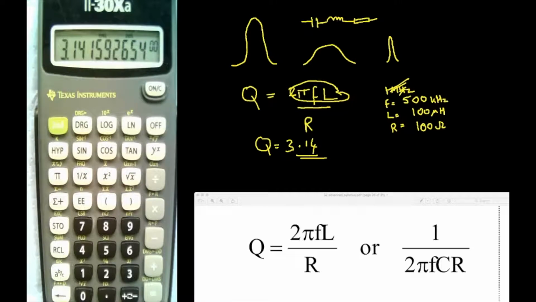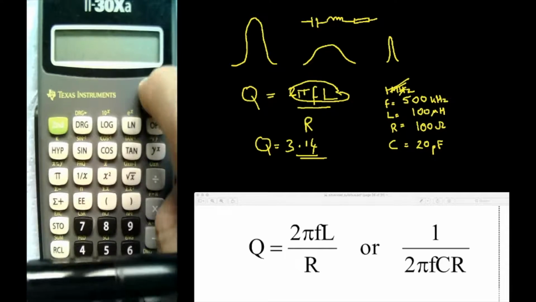So it would be a similar calculation for 1 over 2 pi FCR as well. There I would work out the bottom bit, and then I would flip it using the 1 over x button. We've done that a few times, but let's do that then. Let's say we had C being equal to 20 picofarads. Let's see what it looks like.